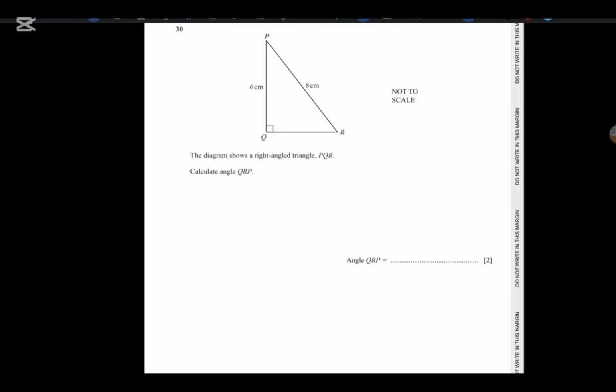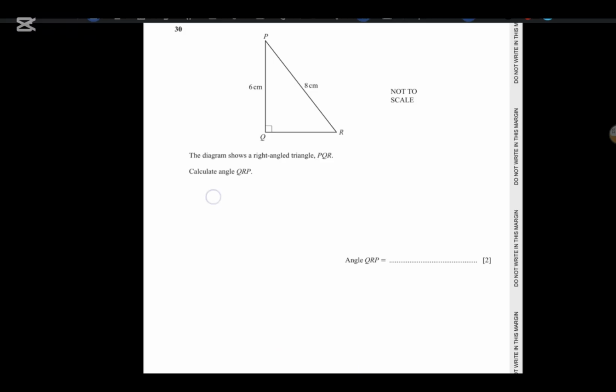Oh, sorry, students, there is one more question. Question number 30. So there is a triangle given. The diagram shows a right angled triangle PQR. Calculate angle QRP. You need to find the angle QRP, this angle. So because we have the opposite side of this angle, and we have hypotenuse, we have to take sine of that angle.